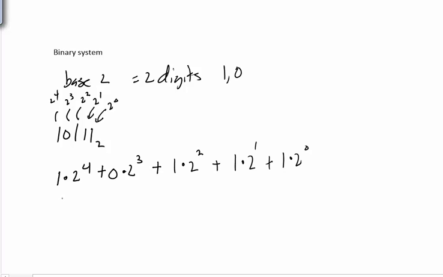All right, so 2 to the 4th is 16. Obviously 0 times anything is 0. That's 4 plus 2 plus 1. And so that translates into 23. So we are looking at the number 23 in base 10.